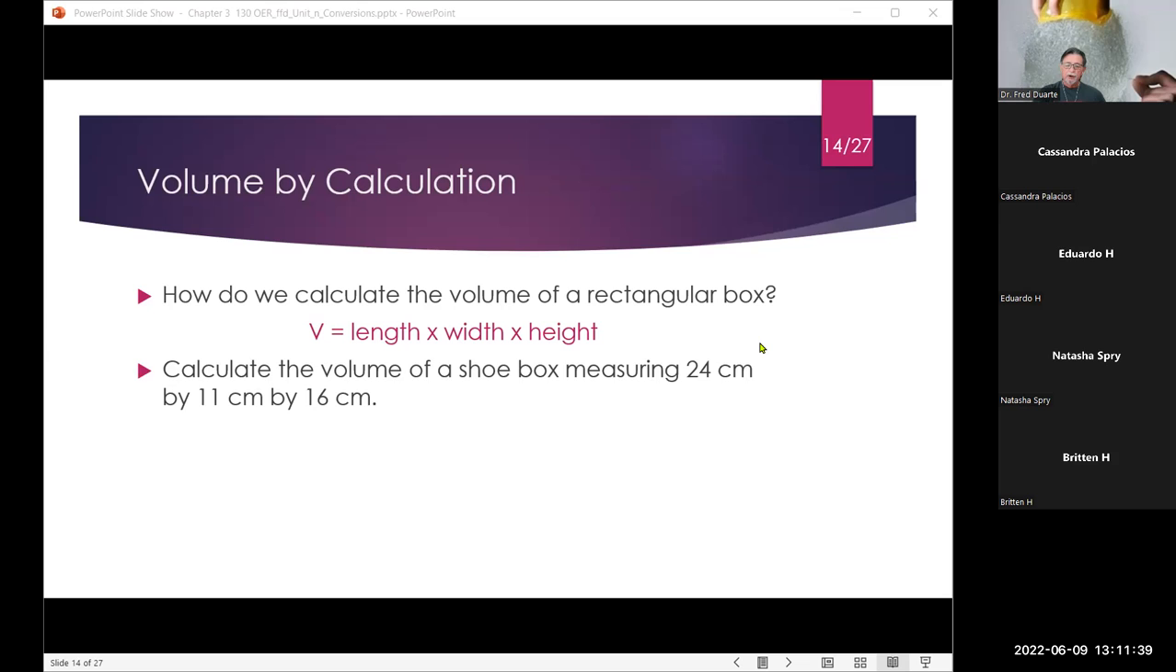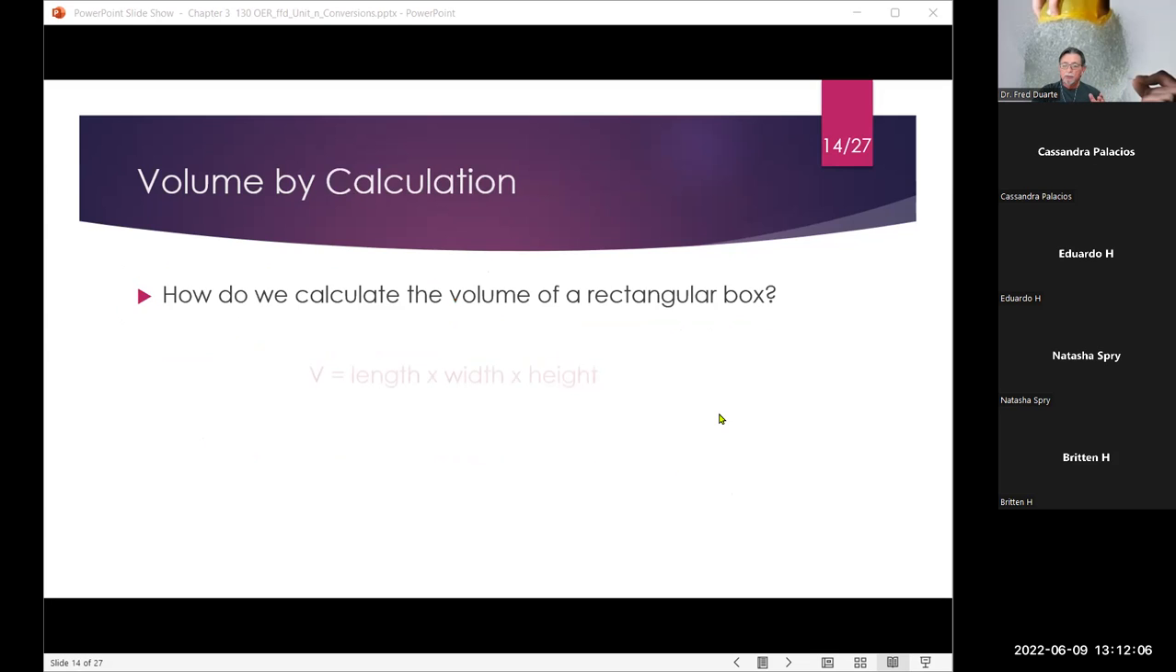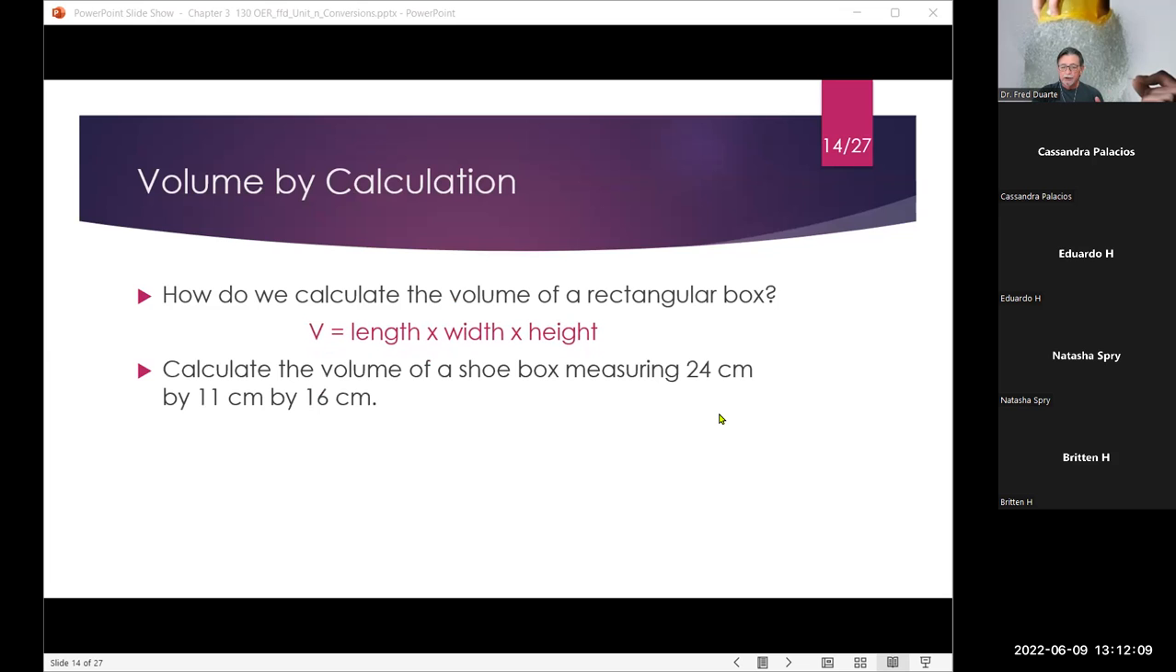Note something here. Remember your sig figs. In this case, we did a subtraction. So we're not concerned about sig figs with respect to subtraction, okay? We're concerned about decimal places. And so 34.7 minus 20.0, both numbers have one decimal place, so our answer should have no more than one decimal place. When we do a multiplication, okay, here we got to be concerned about sig figs.